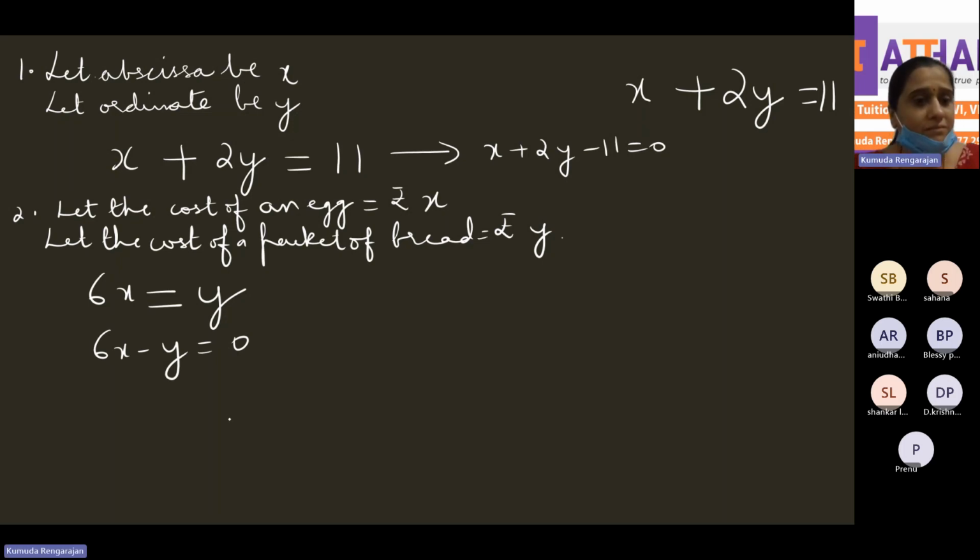C is not there. That means it's 0. You don't have to write plus 0. The x term, the y term, and the constant all should be on the LHS, equal to 0. Here there is no constant. That means the constant is 0. You don't have to write plus 0.